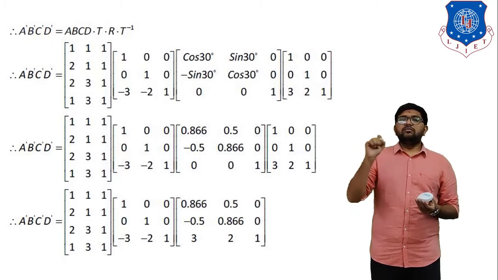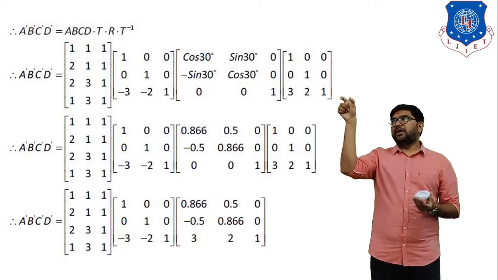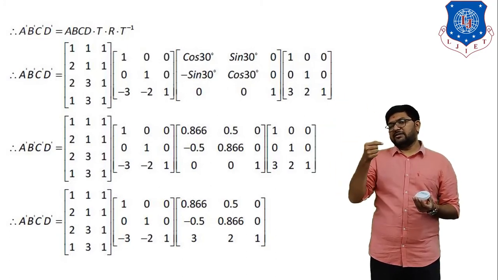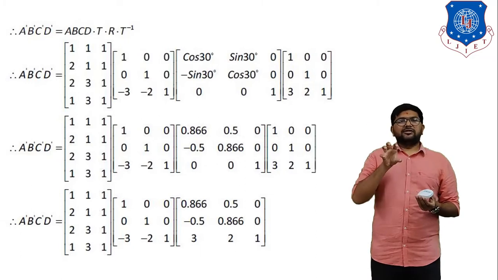Clear? So we have to move point (3, 2) to the origin. That means we have to move minus 3 units in x axis, so the value of tx is minus 3, and the value of ty is minus 2. So that is the translation process.